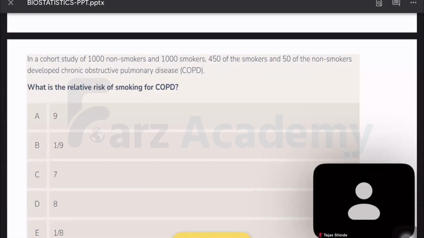Is everyone on the same page? Can we move ahead to the next question? So 450 upon 1000, right? That is incidence in the exposed. 450 smokers upon 1000 develop disease, upon non-exposed. That means 50 upon 1000. 1000 gets nullified. So it's 450 by 50, right?